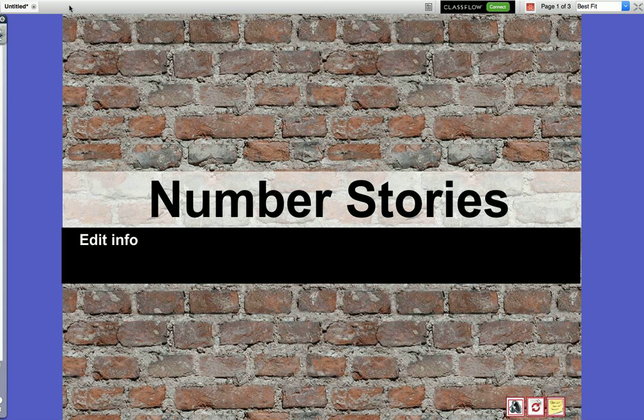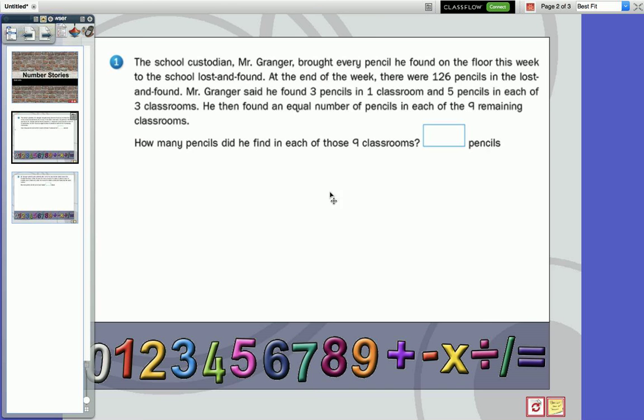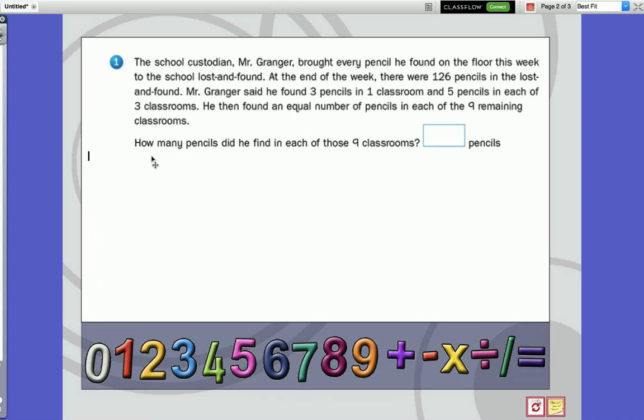Good morning. We're going to do some more practice with number stories today. Here is the first one. The school custodian, Mr. Granger, brought every pencil he found on the floor this week to the school lost and found. At the end of the week, there were 126 pencils in the lost and found.